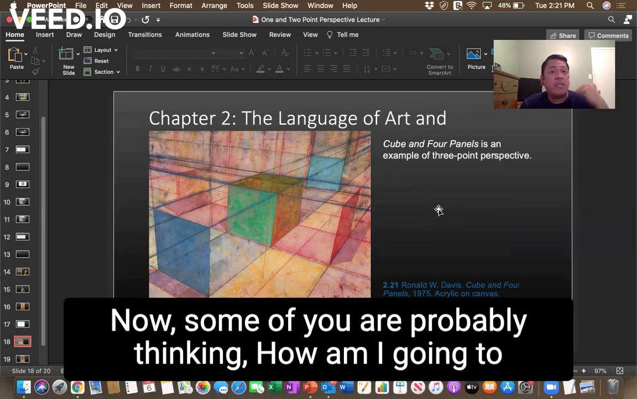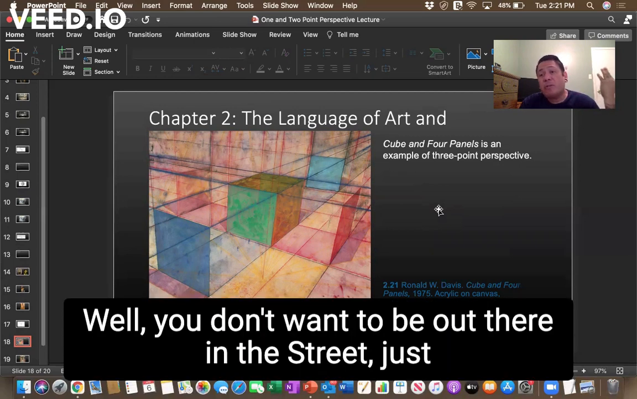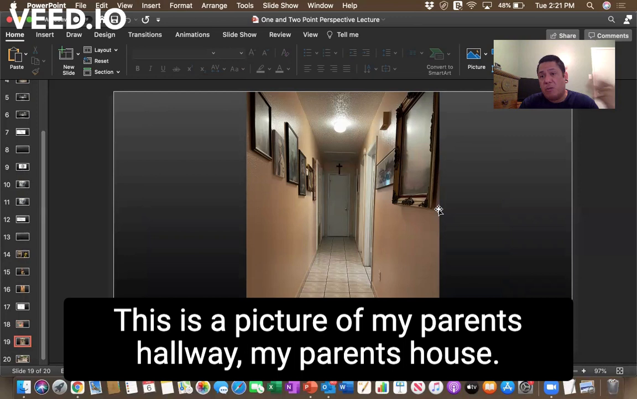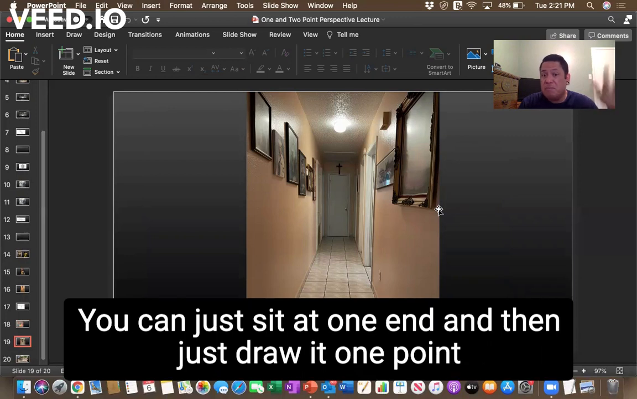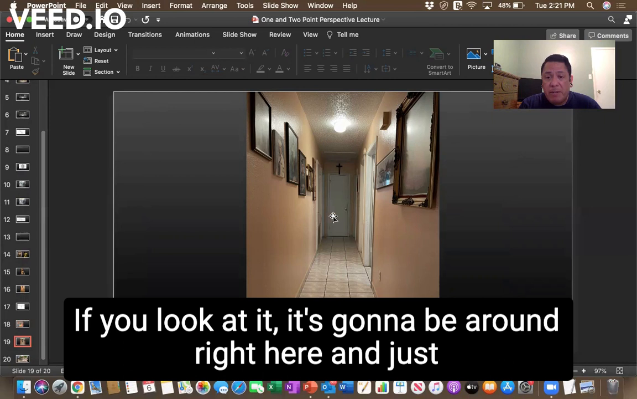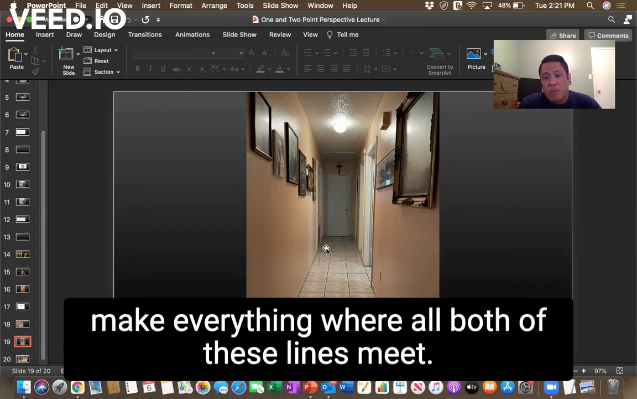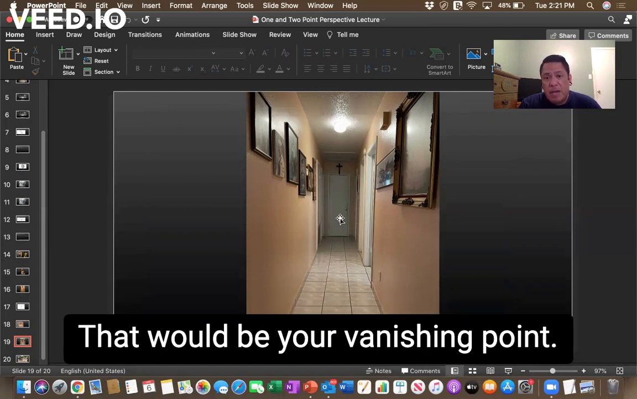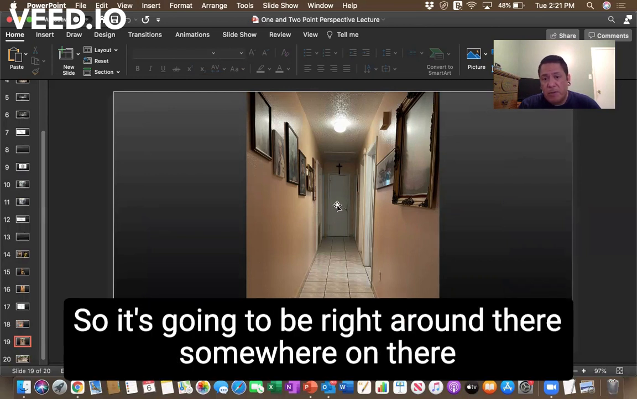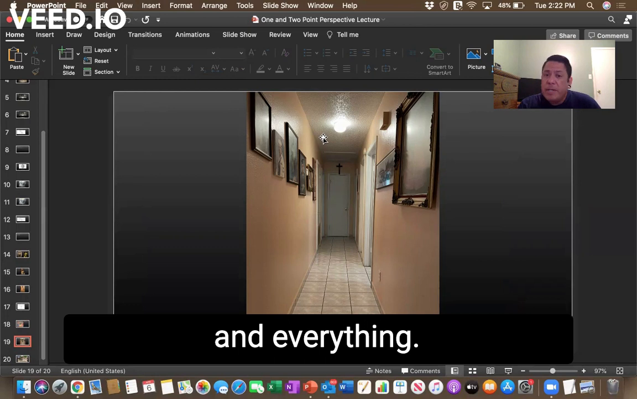Now, some of you are probably thinking, well, how am I going to do that? Well, if you don't want to be out there on the street, just do something like this. I did this. This is a picture of my parents' hallway, my parents' house. You can just sit at one end and then just draw it. 1 point perspective. It all recedes to 1 point. The horizon line, if you look at it, is going to be around right here. And just make everything where both of these lines meet. That would be your vanishing point. So just go all the way straight. It's going to be right around there, somewhere on there.